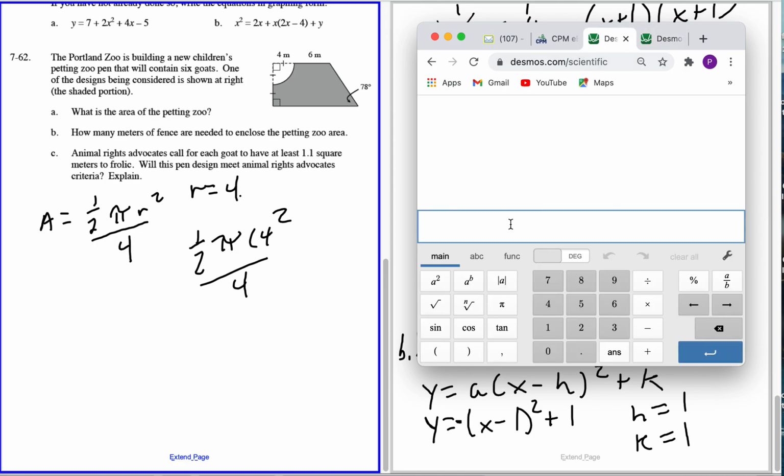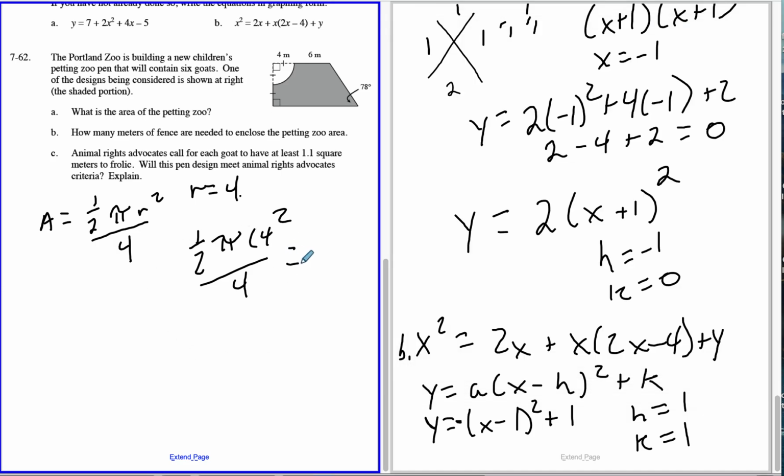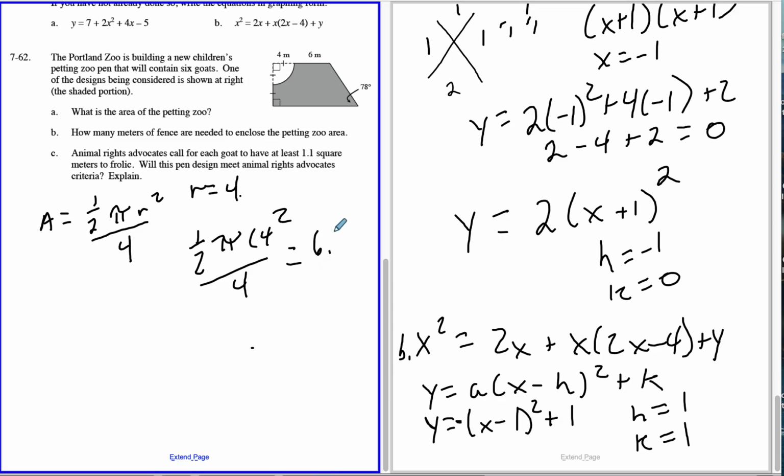And I'm going to just type all that in, just like it says, 1/2 times pi, hopefully we have a little pi button, times 4 squared, and this whole thing divided by 4. So the area of that little white piece up there is 6.3. Sweet, got the little white piece.